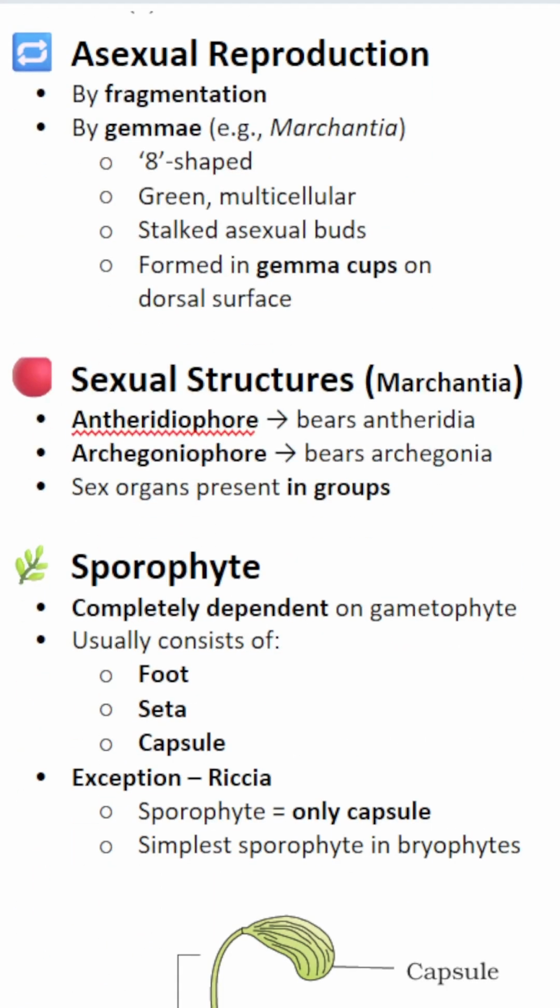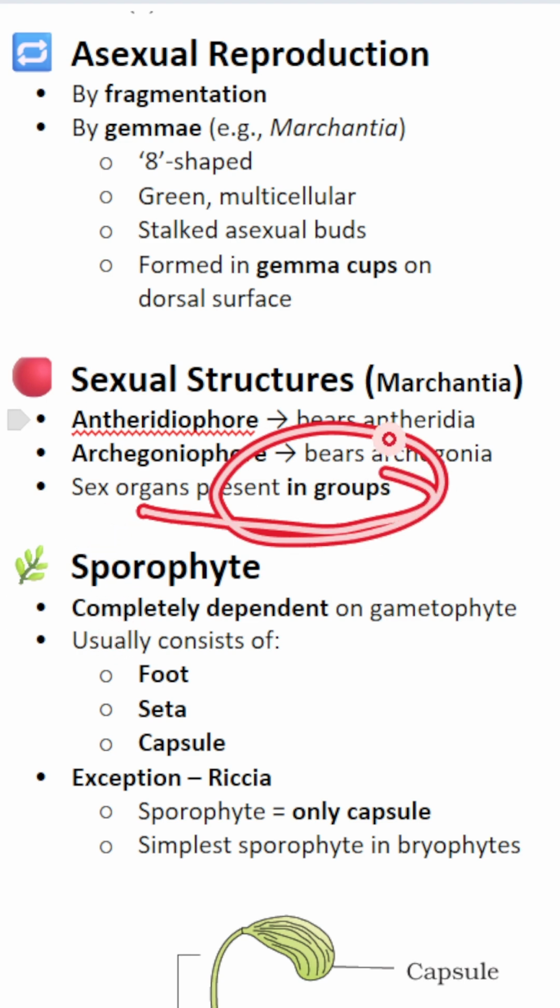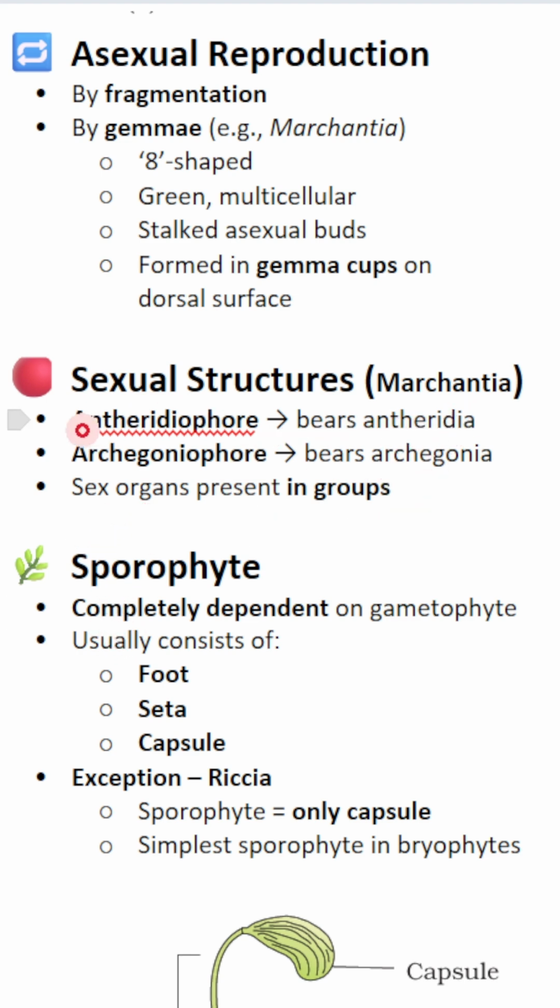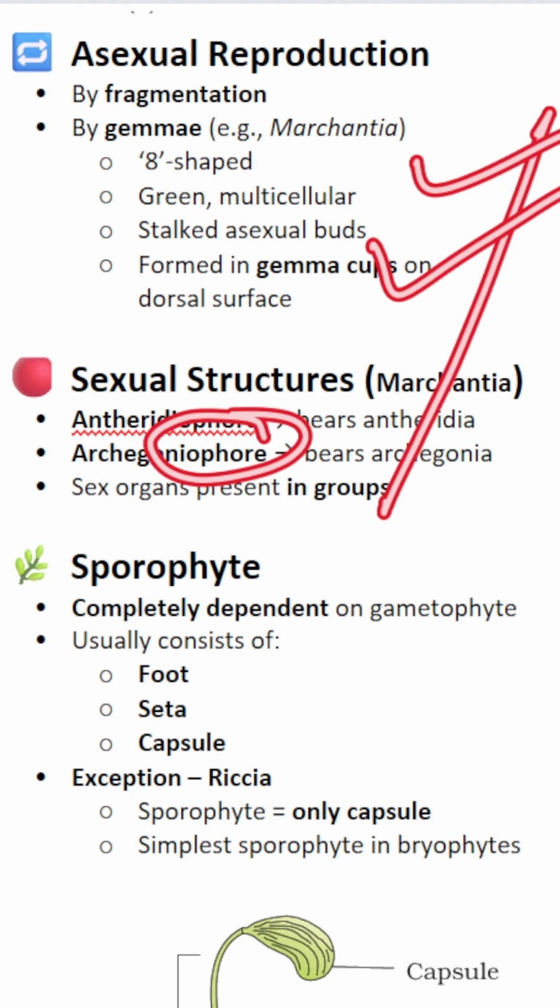And now let's move into sexual reproduction. Sexual reproduction in Marchantia is by means of antheridia. Antheridia is the male sex organ and archegonium is the female sex organ. And these sex organs are always present in groups. The stalk that bears the antheridia is called antheridiophore, and the one that bears the archegonia is called archegoniophore. So this is all about the gametophytic plant that we have discussed.